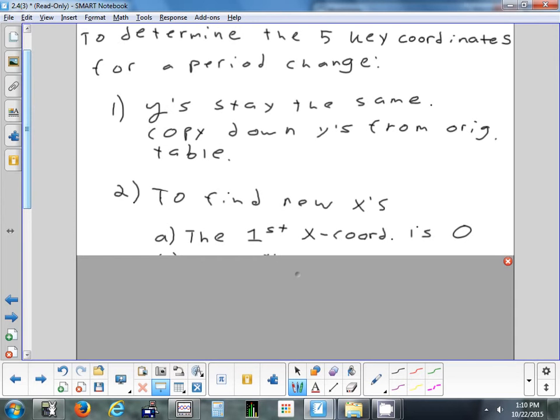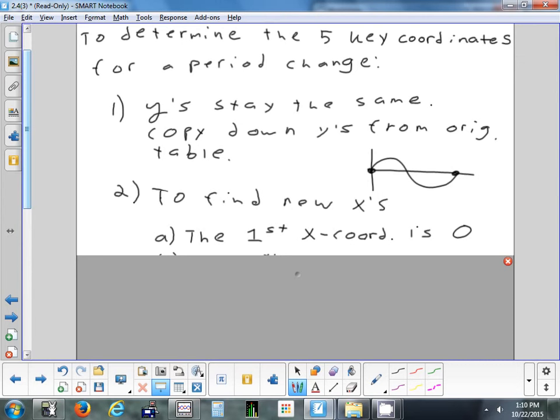Okay, the next coordinate we're going to find is the end point. So we've got the beginning. Now we need the end. Well, the end is the length of the period. It's however long the period is.